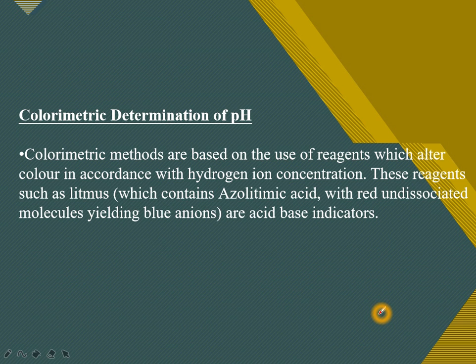And next is the colorimetric method. It is based on the use of certain reagents which alter their color in accordance with the hydrogen ion concentration. These reagents include litmus paper, which contains azolitmic acid with red undissociated molecules yielding blue anions, and this is an example of the acid-base indicators.